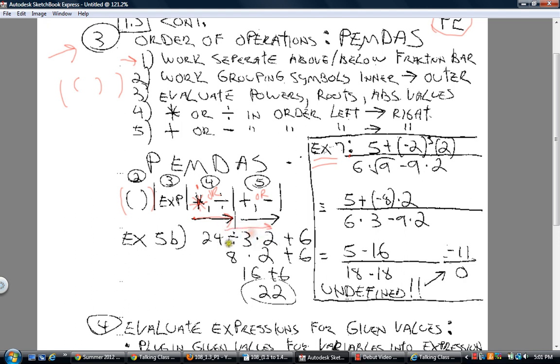So what's the first one you should do? Division. So 24 divided by 3 is 8. I like to take several steps to do these, take several lines. Try not to do too many of these in your head. You'll make a mental mistake, you'll get lost, and you won't be able to figure out your answers.